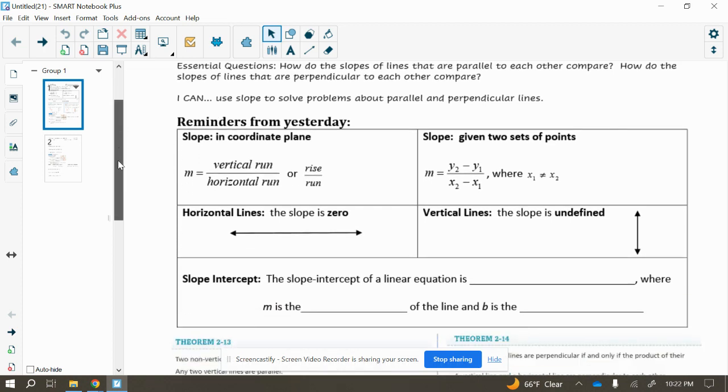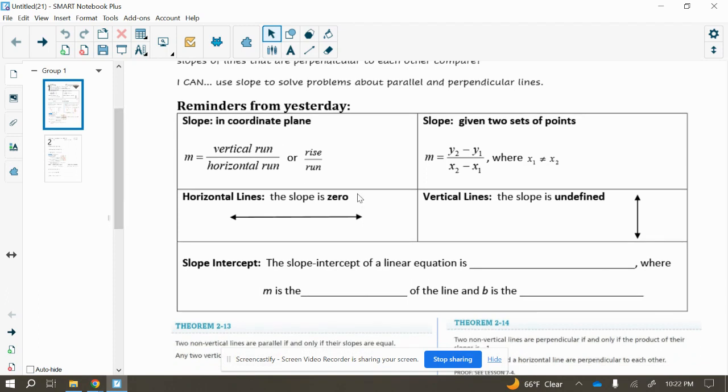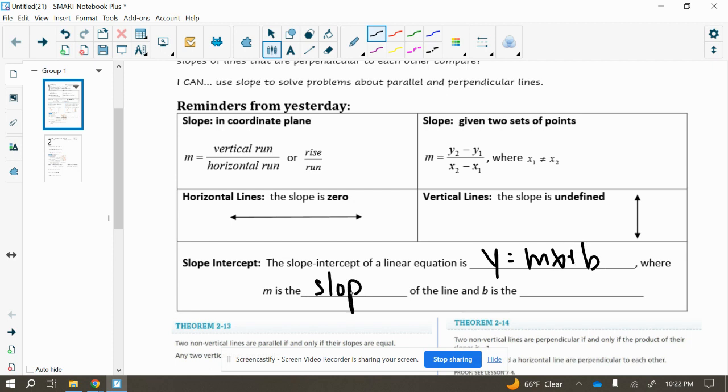So reminders from yesterday, we talked a lot about slope, rise over run, finding slope given 2 points. Reminder, horizontal lines have a slope of 0, vertical lines are undefined, and we've talked about the slope-intercept form of the equation y equals mx plus b, where again the m is our slope and our b is the y-intercept, where it's touching the y-axis of our graphs.